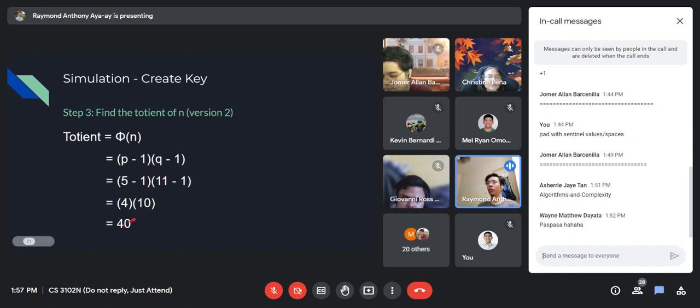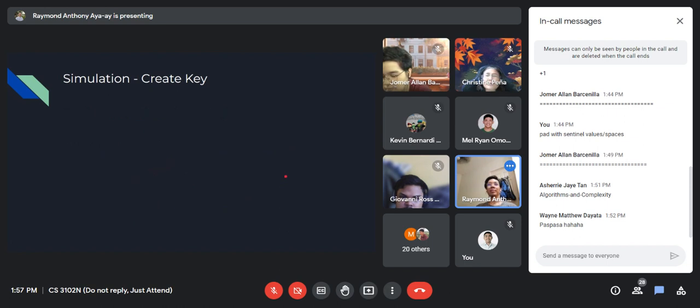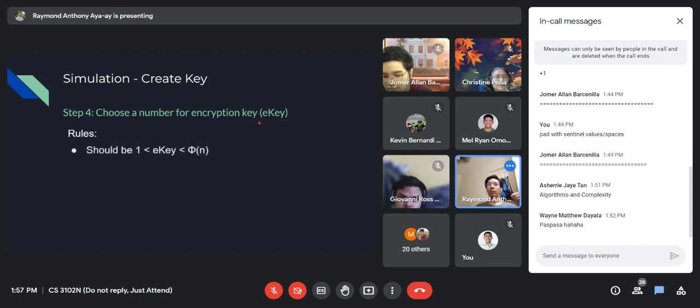We move on to step 4, which is getting our encryption key. Just like in the previous step, there are two versions: the very long one and the one provided by Sir. So we shall go with the first one. Our encryption key, also known as the E key. So here are the rules in getting our encryption key.